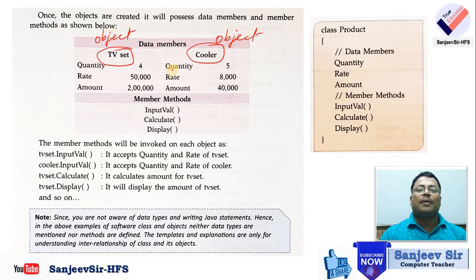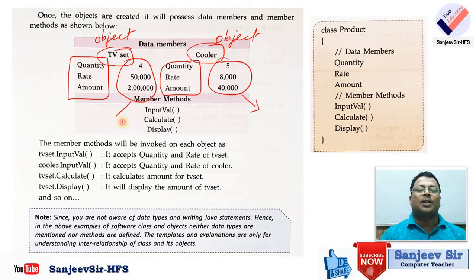But objects will have the same data members, while the values will be different. So data values will be different for different objects.